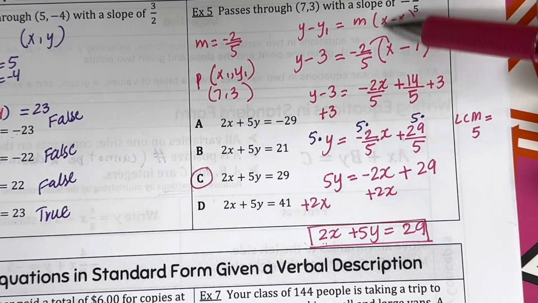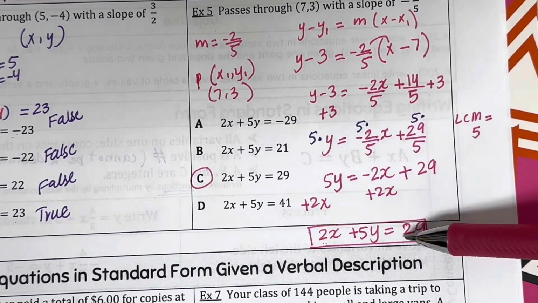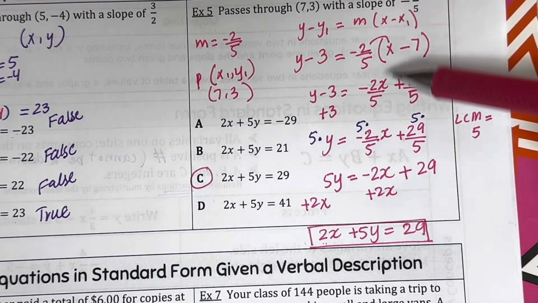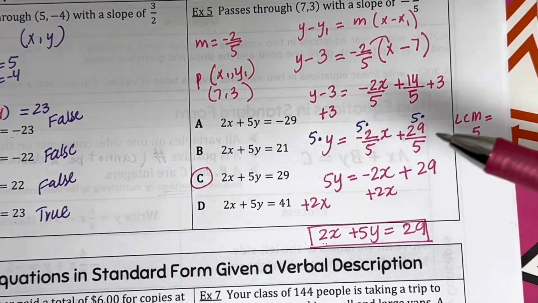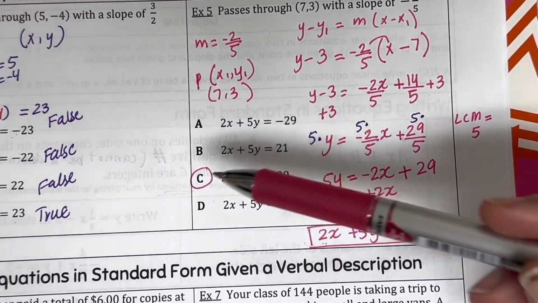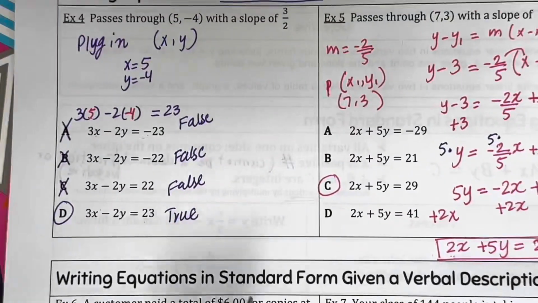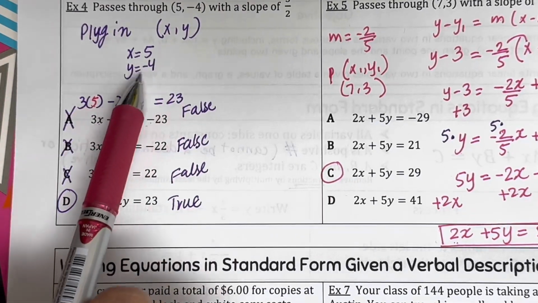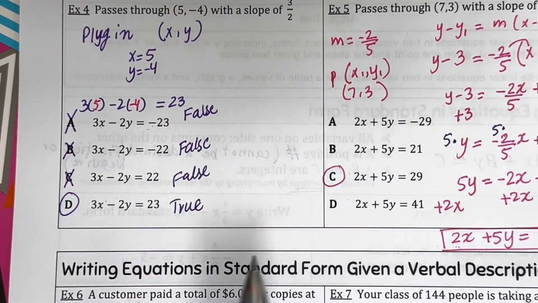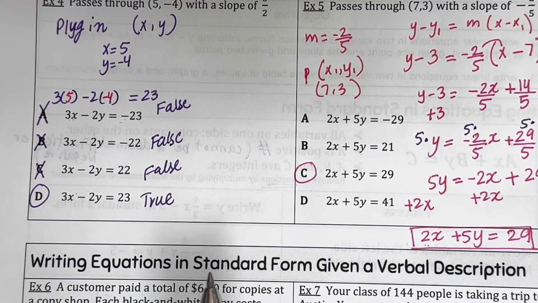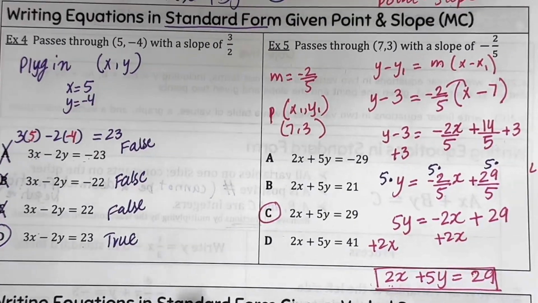So this is a little longer process. You are going to be using this process only if you don't have multiple choice. If you have multiple choice, A, B, C, D, just use this plug-in method, and there you go. You will have the answer, and it's much easier and much faster. All right.